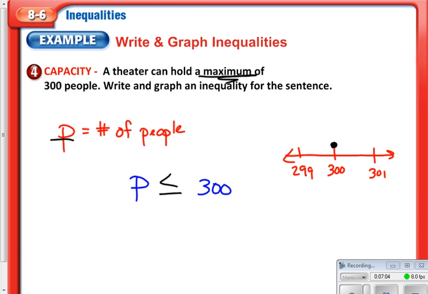If you're not sure where the arrow goes, left or right, we'll put in a value for P that would make this work. Well, we know 200 is less than or equal to 300, so therefore 200 is to the left on that number line.